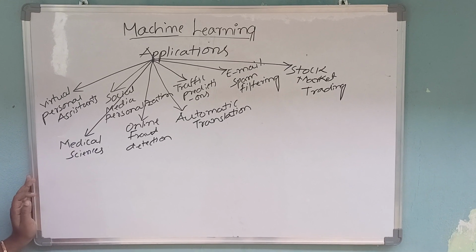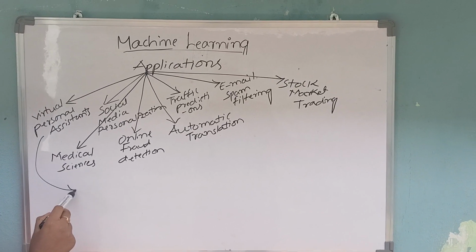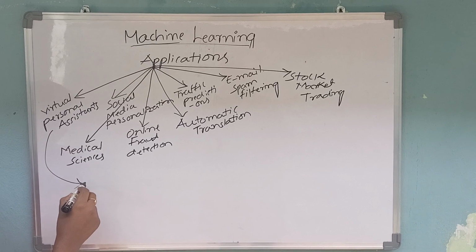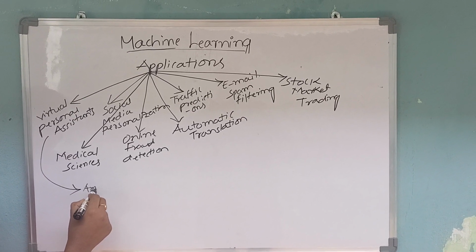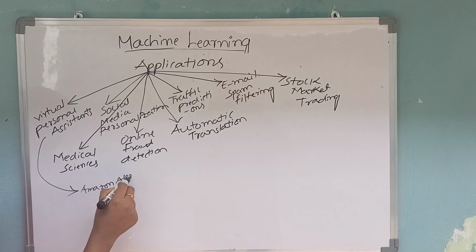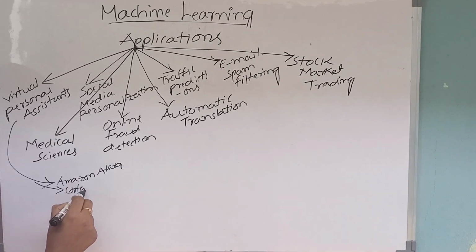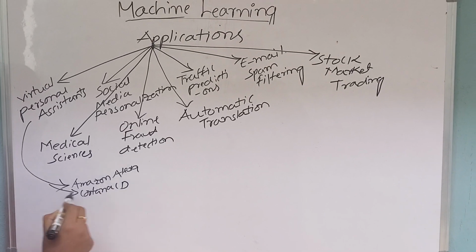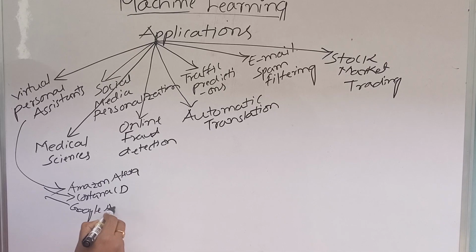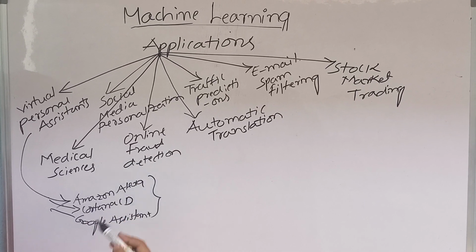Let's see the applications of machine learning. Virtual personal assistants. Examples: Amazon Alexa, Cortana, Siri, Google Assistant.